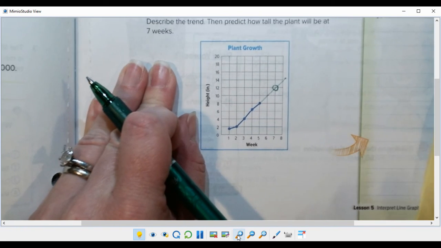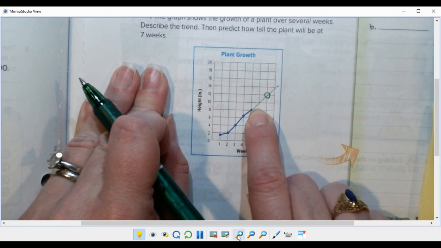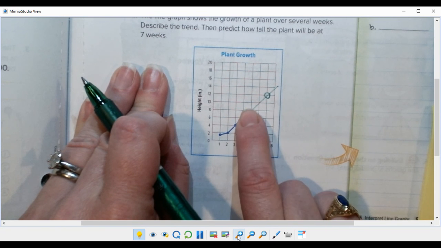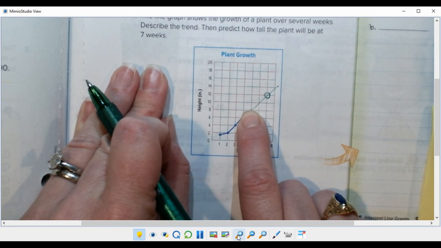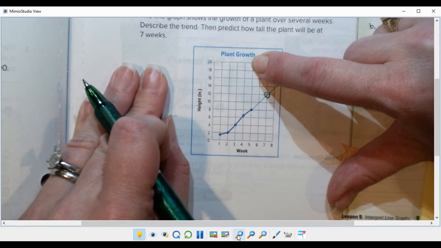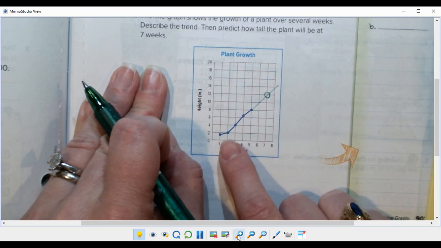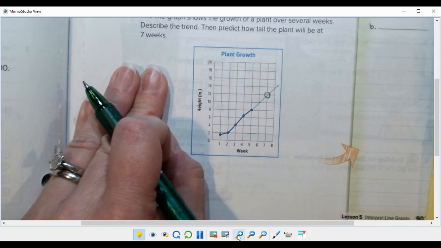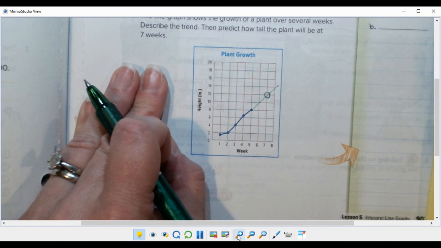Based on what I've seen here, it might stop growing and level off and only do a little bit more. It might get a really good sun and rain season and spike up. Maybe it grows a whole lot faster. We don't know. But based on what we've seen, the trend is that it would continue in that line.